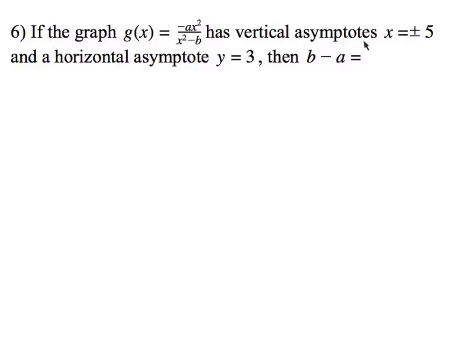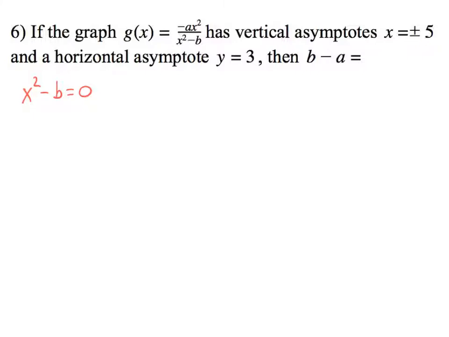First, we have to look at the vertical asymptotes. The denominator equaling 0 gives the vertical asymptotes. So what we do is we want the denominator to equal 0. Let's write that as x squared minus b equaling 0, and I want my answers when I solve this for x to be this.